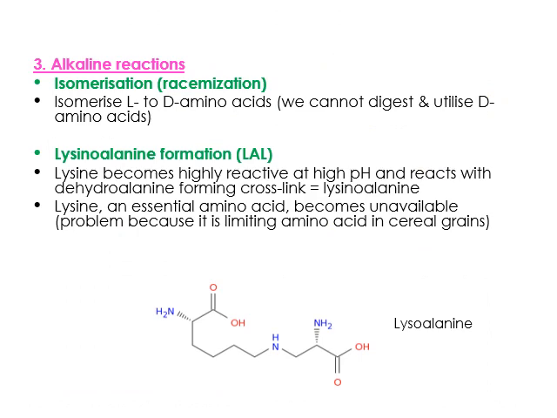Amino acids can also be modified through alkaline reactions. One example is isomerization, where L-amino acids can be isomerized into D-amino acids. This is not favorable because we cannot digest and utilize D-amino acids. Alkaline reactions can also lead to the formation of lysinoalanine, where lysine becomes highly reactive at high pH and reacts with dehydroalanine to form this cross-link, lysinoalanine. Because lysine is an essential amino acid, if it forms this complex, it no longer becomes available. This is a problem because it is a limiting amino acid in cereal grains.